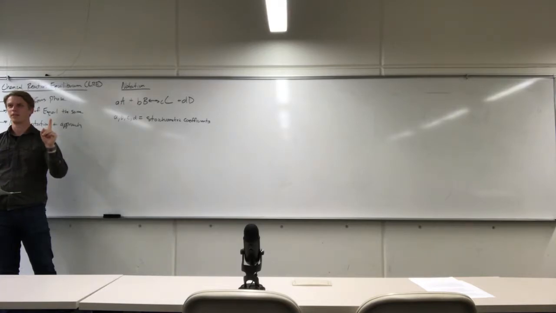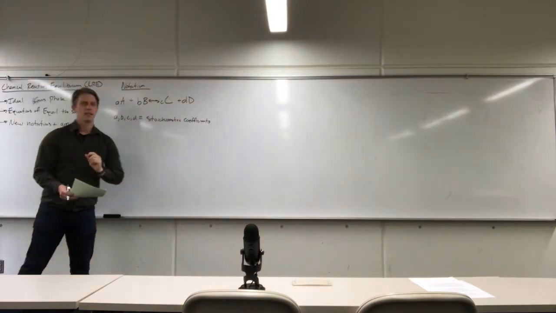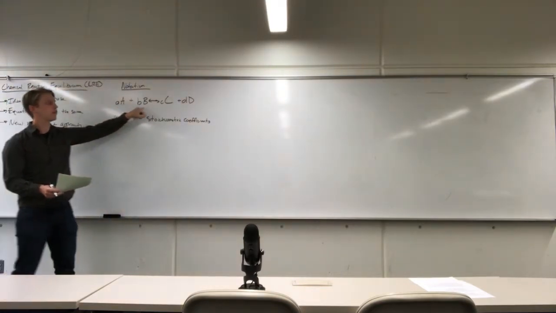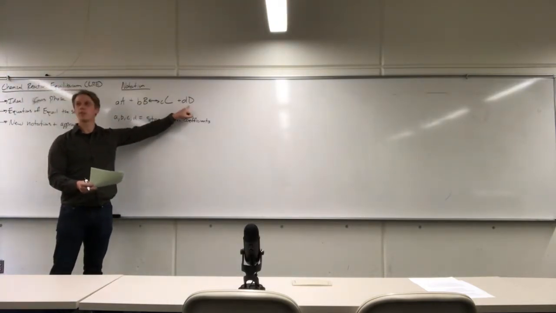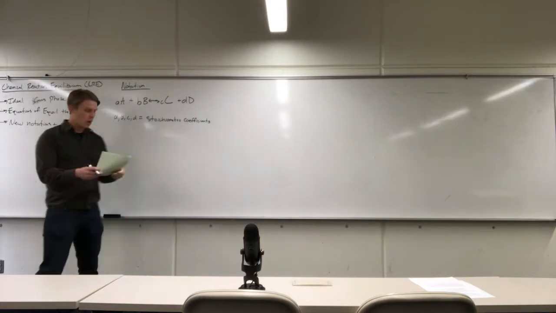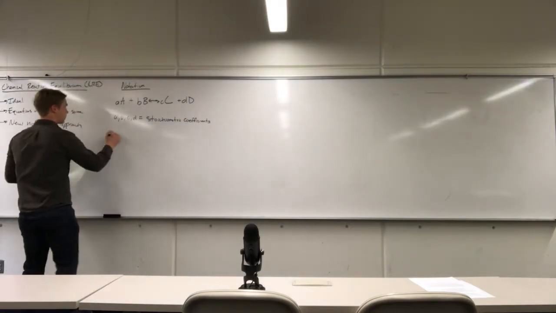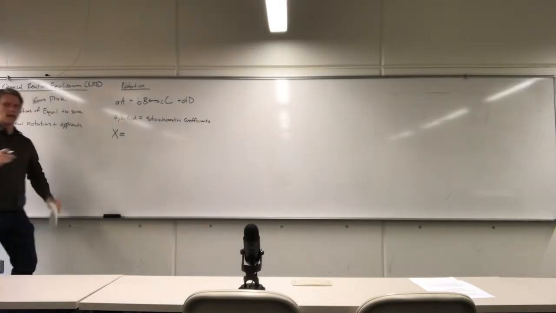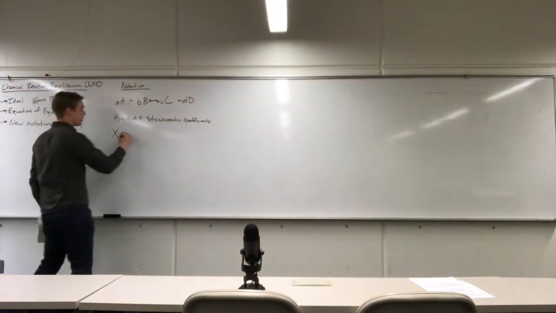The answer is 1. All of these are related. The rate of consumption of A is related to the rate of consumption of B, which is related to the rate of formation of C, which is related to the rate of formation of D. These are all connected through a variable that we call the extent of reaction. So we define a variable written by a big X, sometimes it's chi, I just write it as a big X, called the extent of reaction.